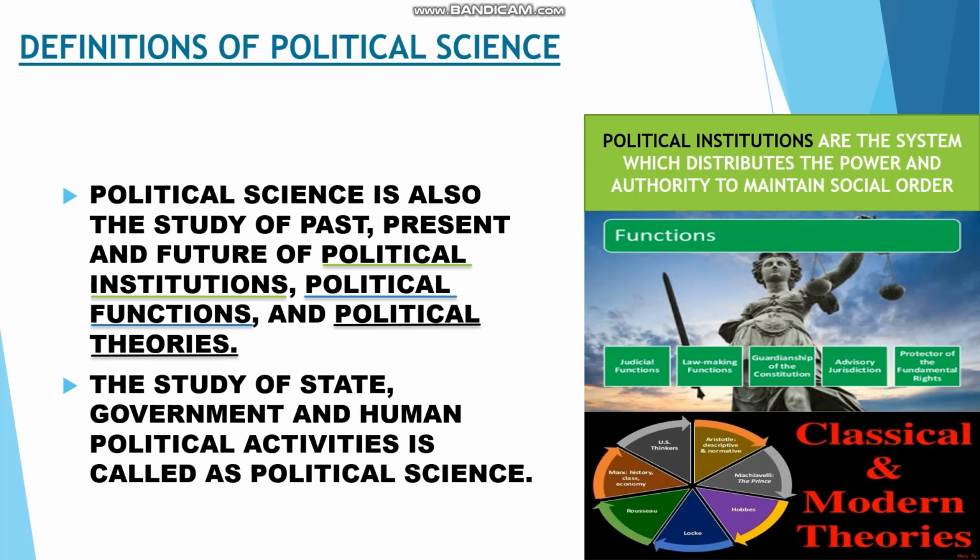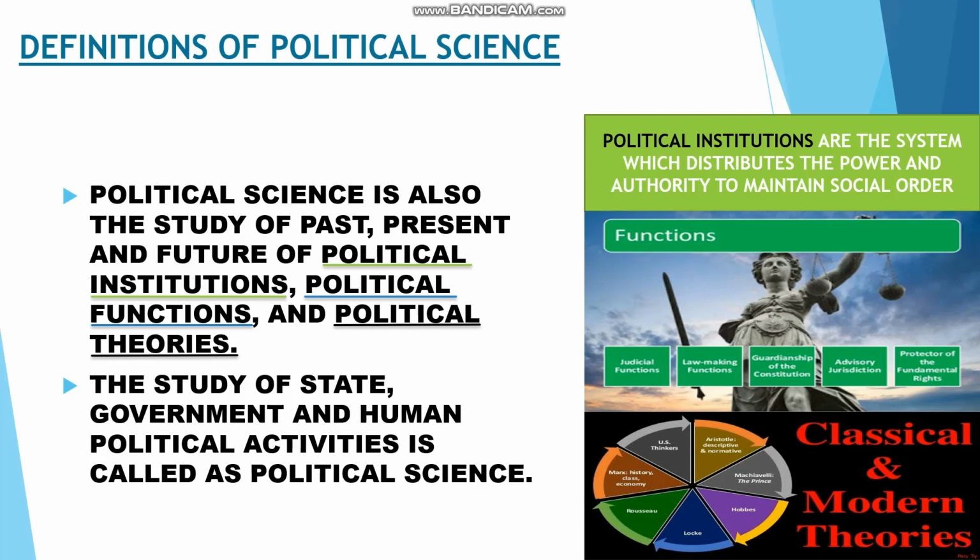The study of state, government, and human political activities is called political science. This is in simple terms. It is a very simple definition. The political science studies about the state, it studies about the government, and it studies about human political activities, which is called political science. The third definition is the study of state, government and human political activities is called political science. Now, did you all understand the definitions of political science?